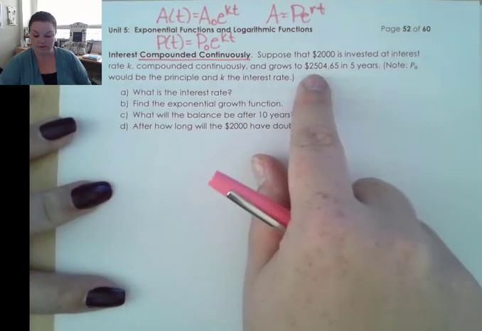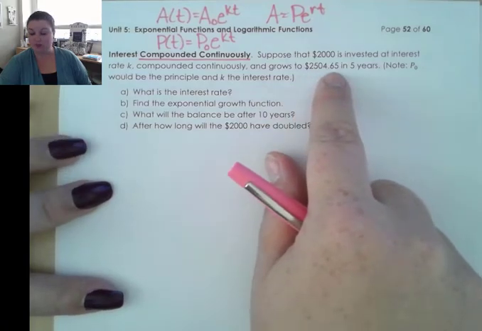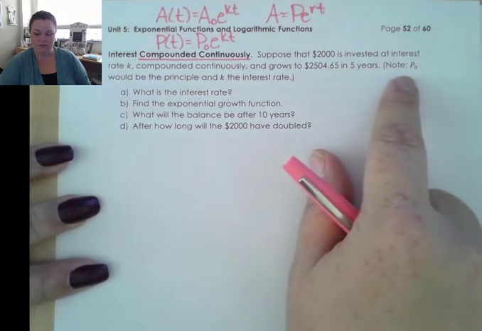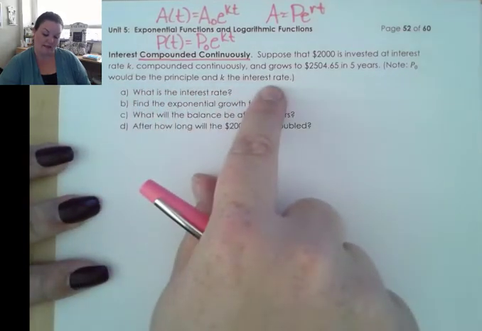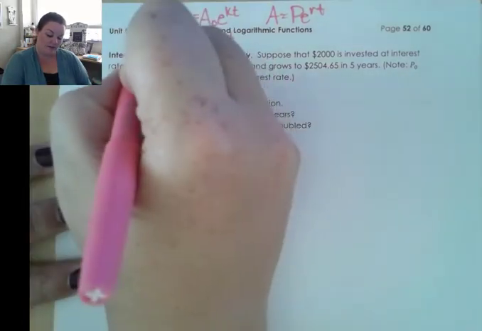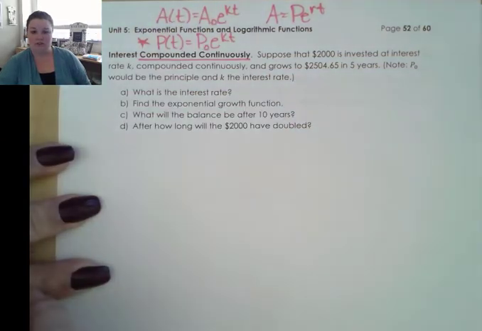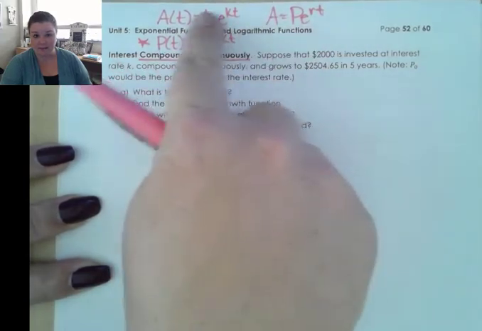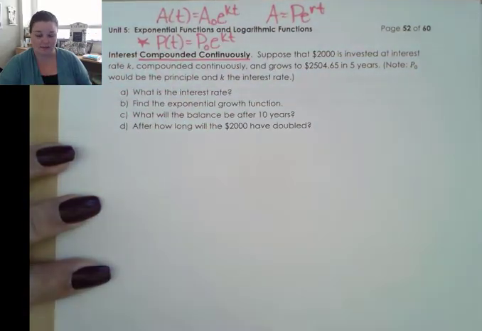Okay, so this one says, suppose that $2,000 is invested at an interest rate k, compounded continuously, and grows to $2,504.65 in 5 years. It says note P naught would be the principal and k would be the interest rate. So we're going to go ahead and just use our normal function. I don't care if you ever write it like this. I just wanted to put that up there in case your math lab throws something at you like that, that it's all the same thing.